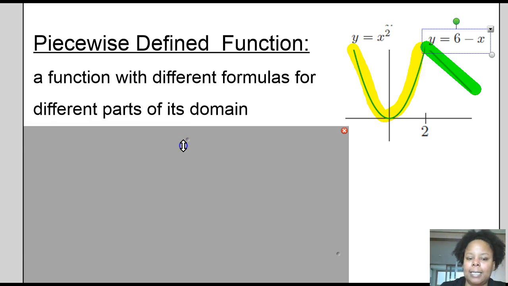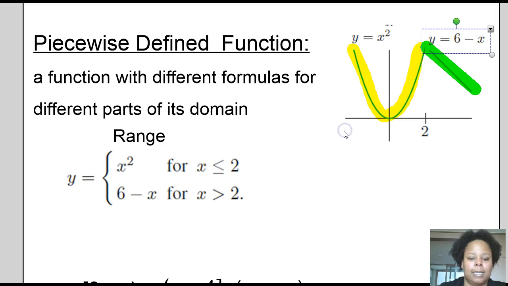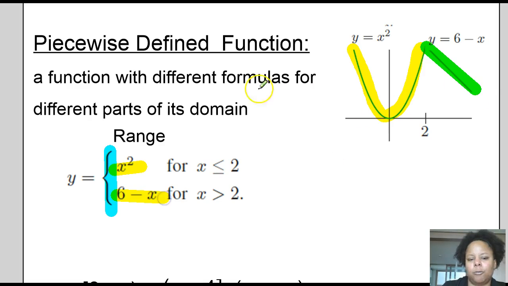To describe this analytically, there's a particular type of notation that we should use when we define piecewise functions. And that looks like this. So here we have y equals, and then we have a left curly bracket. Okay, that defines that we're going to have pieces. And in this case, we have two pieces, but we can have as many pieces as we want. And for each piece, we're going to write the equation or the formula that defines each piece. In this case, x squared. In this case, 6 minus x.